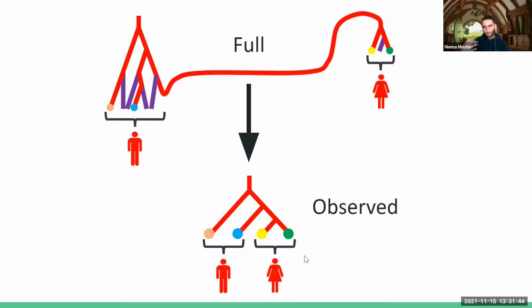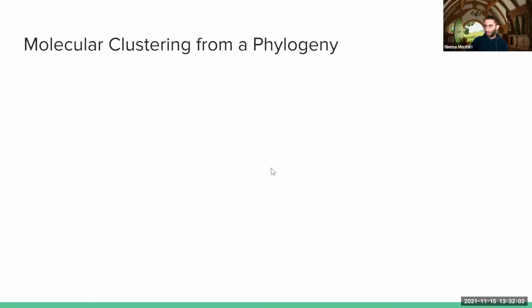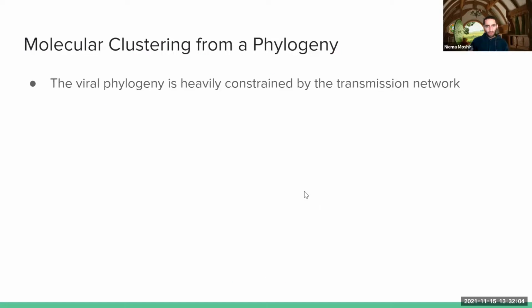So the question is, let's assume that using all of those fancy phylogenetic inference tools that I talked about a couple weeks ago, I'm actually able to accurately get this evolutionary tree. How can I do molecular clustering from that tree directly? The viral phylogeny is heavily constrained by the transmission network, right? Each of those branching events can only happen at the time of those transmission events. So the transmission network places a bunch of constraints on what the evolutionary history is able to even look like.